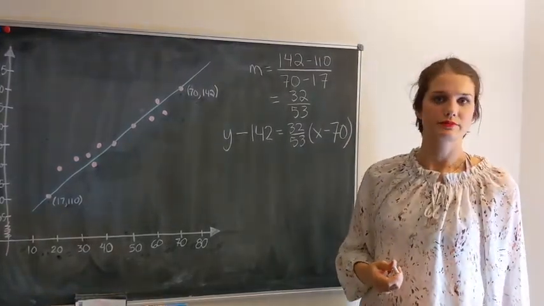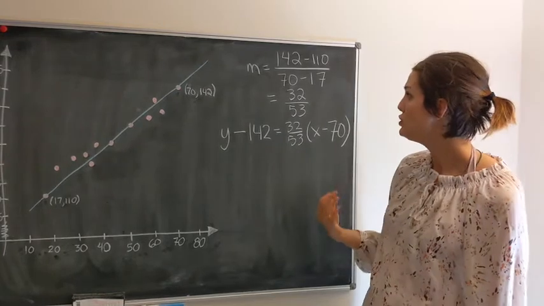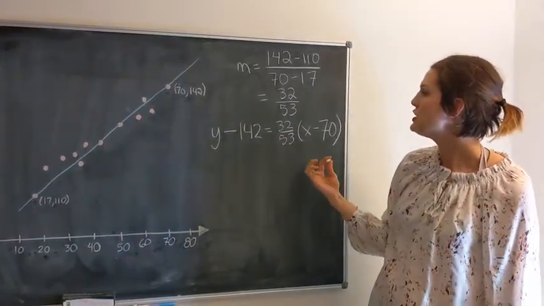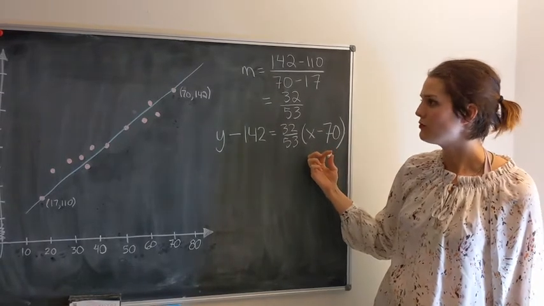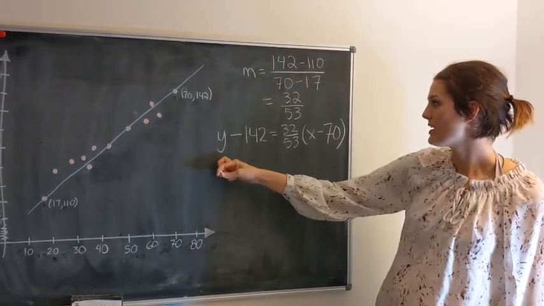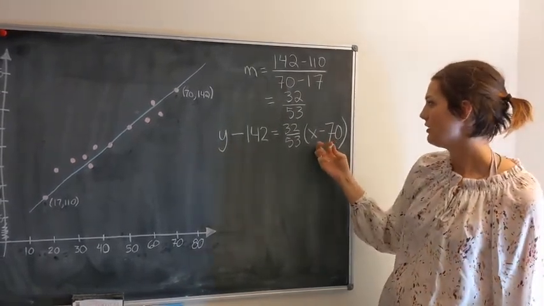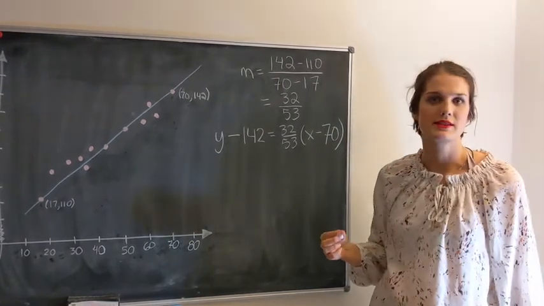So take a moment, using this equation for the line, try and come up with an approximate value for the blood pressure y given an age of 48 years.